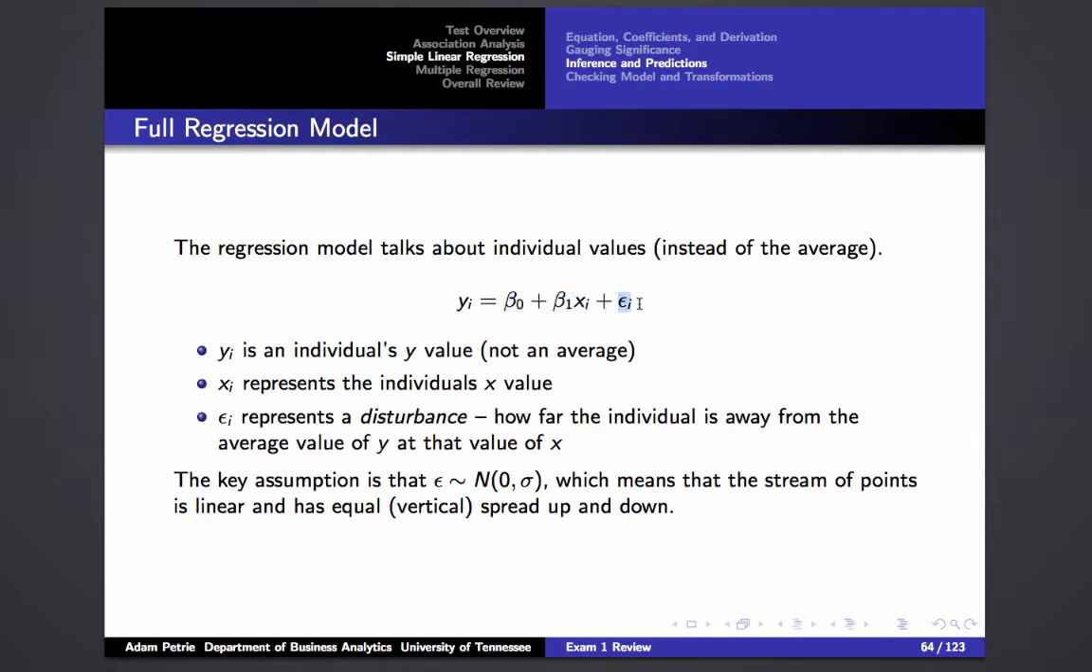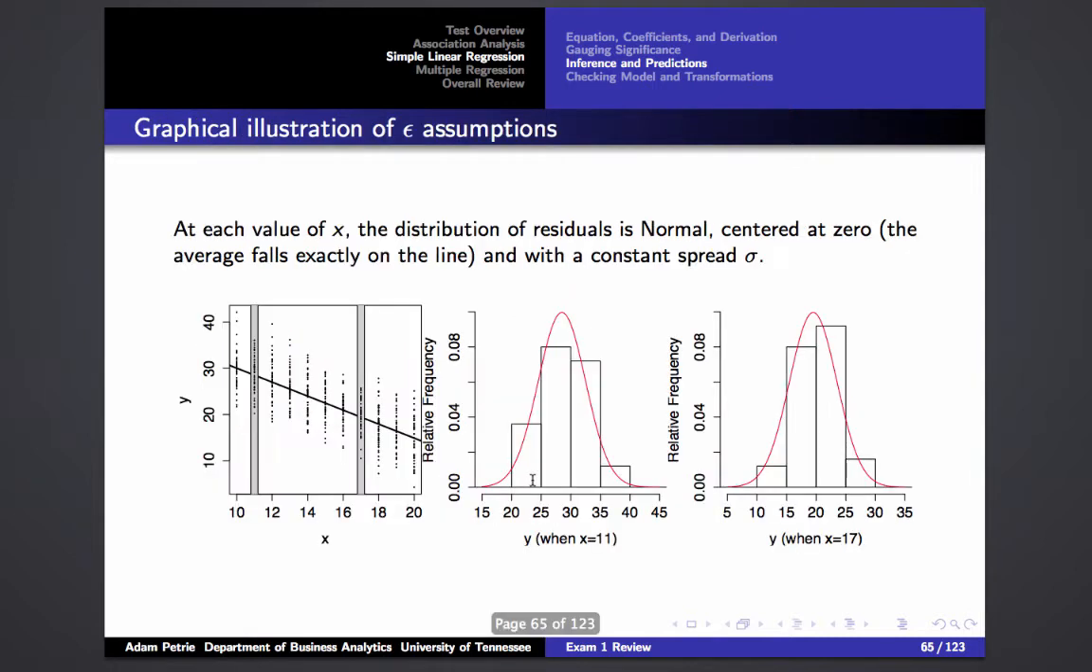So this disturbance represents how far away the individual is from average, either above or below. And we make the key assumption that the distribution of possible disturbances is normal, with a constant standard deviation, meaning that typically individuals are about the same distance away from the line, no matter what their characteristics, no matter what their x values are. So visually, this is what we assume.